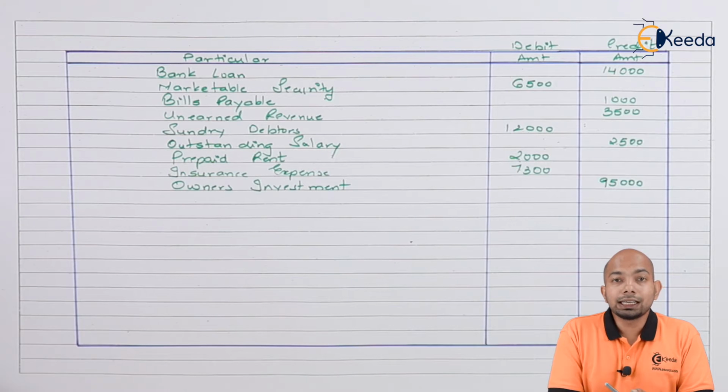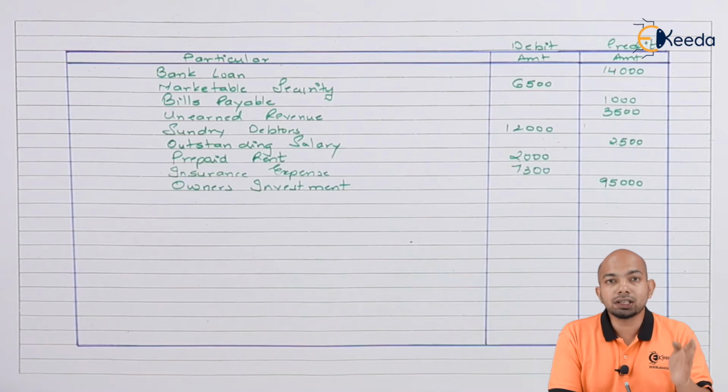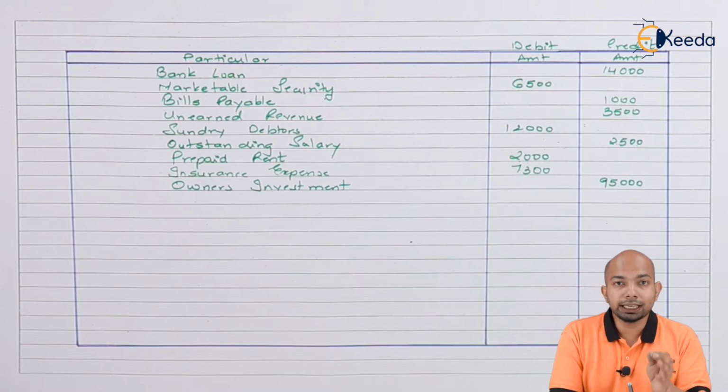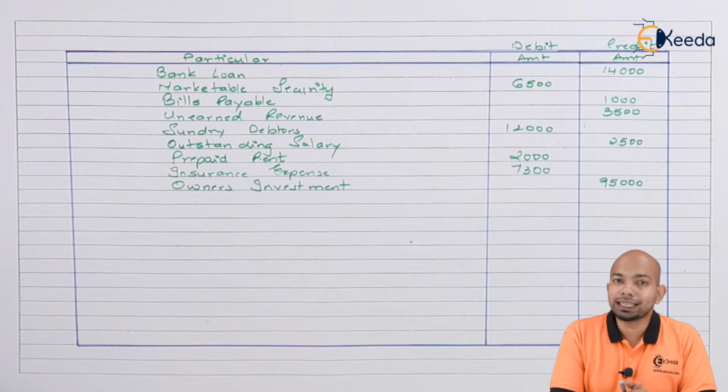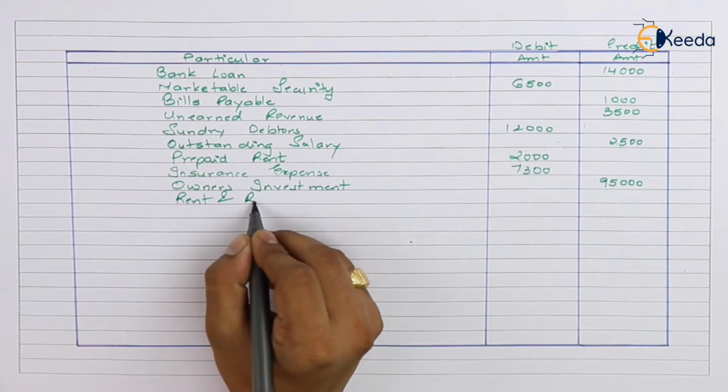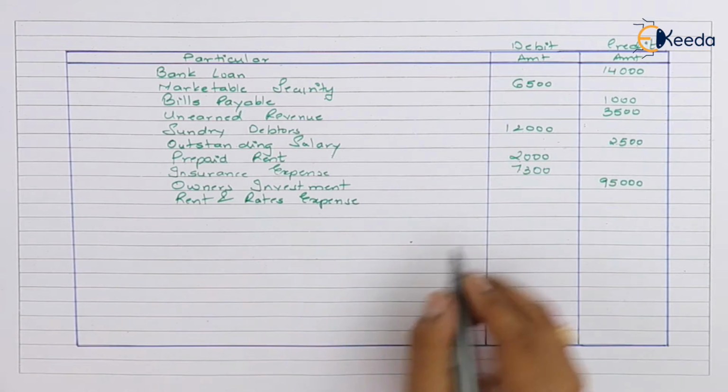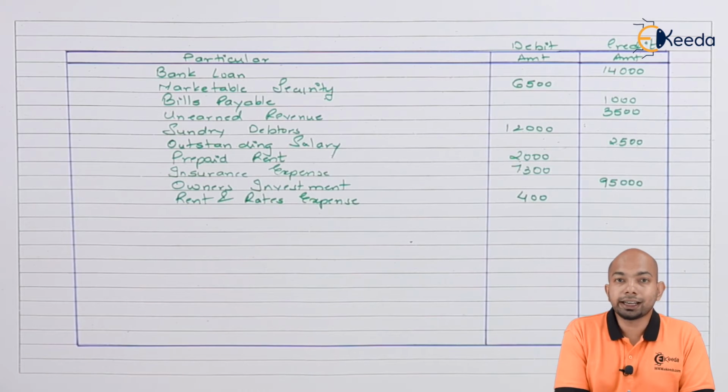Owner's investment is a kind of credit balance because it is shown on the capital side, capital which comes under liability, hence it will have a credit balance here. That means the business has to give the owner back the amount that he has invested. Hence 95,000 will be mentioned on the credit side. Again, rent and rates expense, it's an expense, hence a part of debit balance.